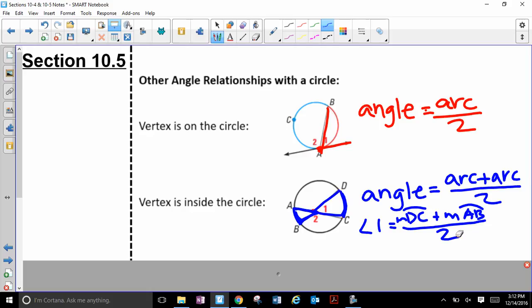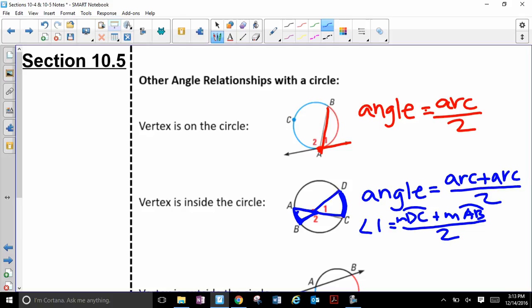And then if I was finding angle 2, I would take the measure of arc BC plus the measure of arc AD and divide that number by 2. Okay, so if the vertex is floating somewhere inside the circle, it's not on the center, but it's somewhere inside the circle, you find the 2 arcs, so the arc and then the vertical angle arc, add them and divide by 2. Okay. The last one is when the vertex is outside of the circle. Get rid of that shade.